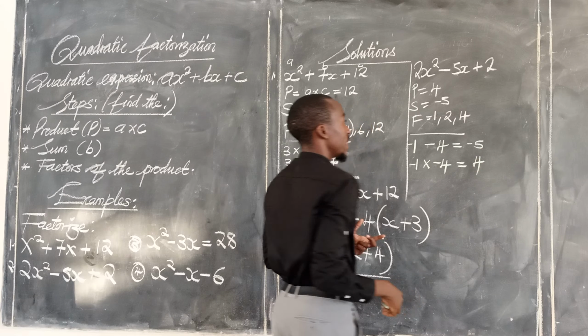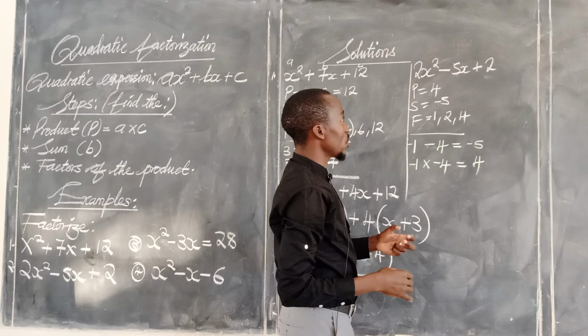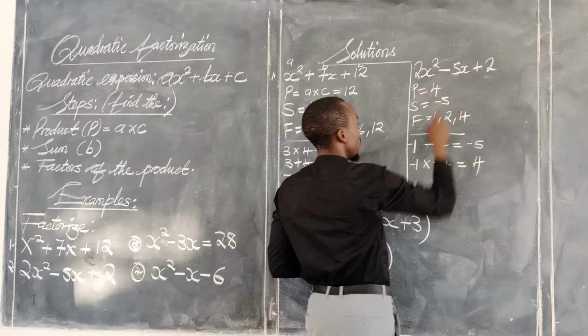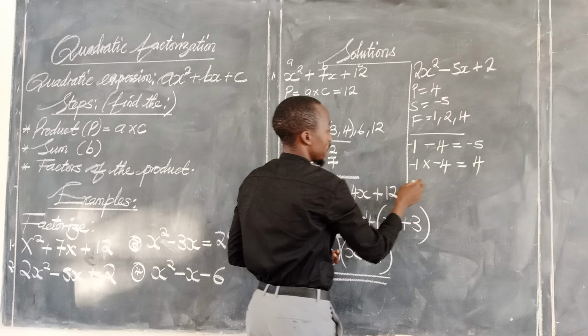After we do that, we replace this negative 5 with our two factors.